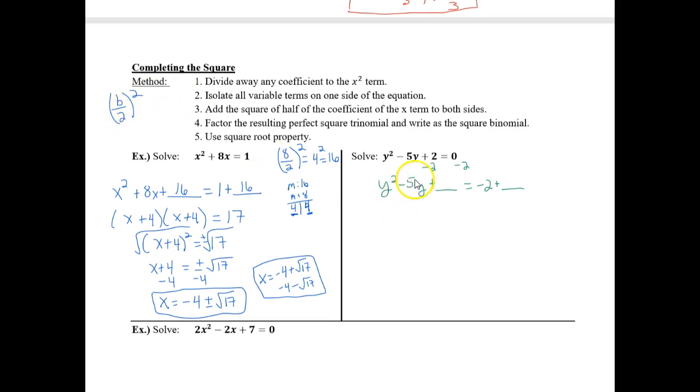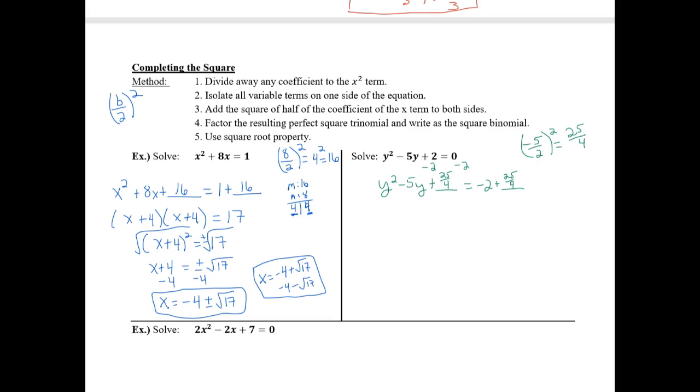We identify the b term as negative 5. Right? A is with the squared, b is with the first degree, and then c is the constant. So b over 2 squared. Negative 5 times negative 5 is positive 25, and 2 times 2 is 4. I warned you we were going to have fractions this time. We're just going to have to deal with it. 25 fourths and 25 fourths. Whatever we add to one side, same amount to the other side of the equation.